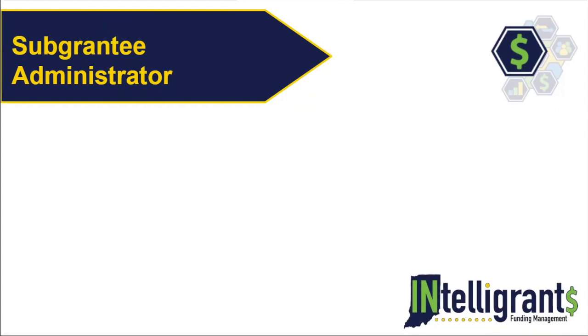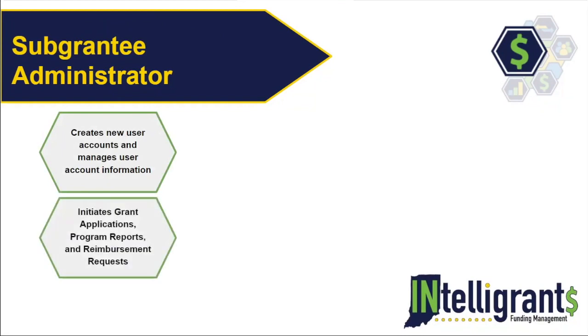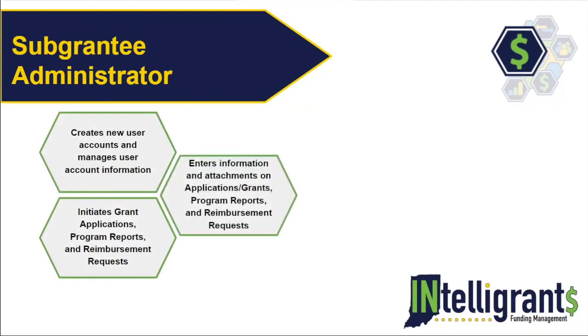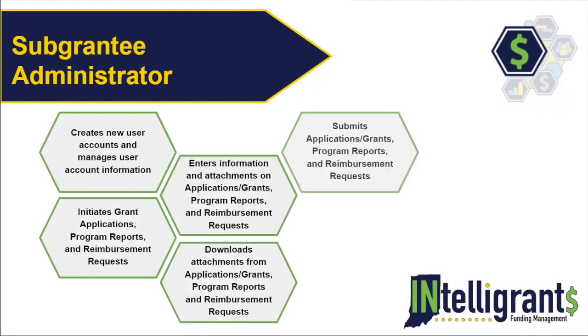The subgrantee administrator has permissions to do the following: creating new user accounts and managing that information, initiating grant applications and program reports, and finalizing reimbursement requests, entering information in attachments, and the ability to download attachments from grant applications, program reports, and reimbursement requests. After an application has been initiated and completed, the subgrantee administrator also submits the grant, as well as program reports and reimbursement requests.